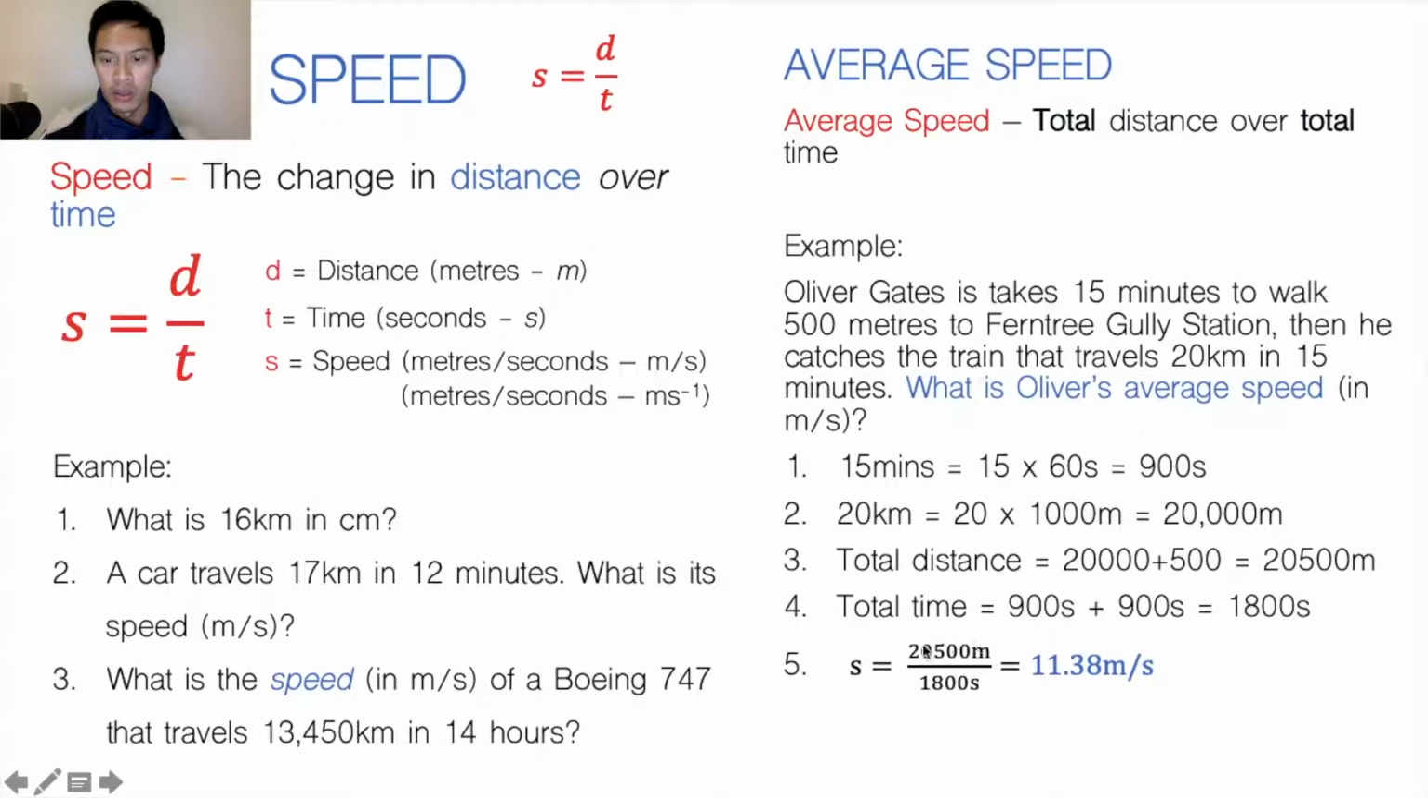So average speed is equal to total distance over total time, giving us an average speed of 11.38 meters every second. Okay.